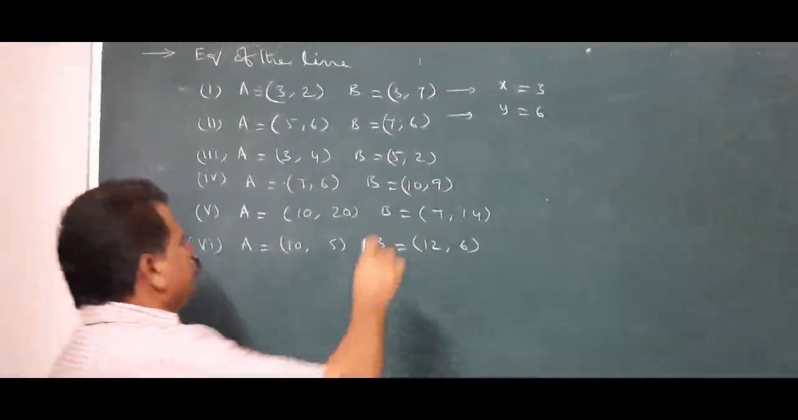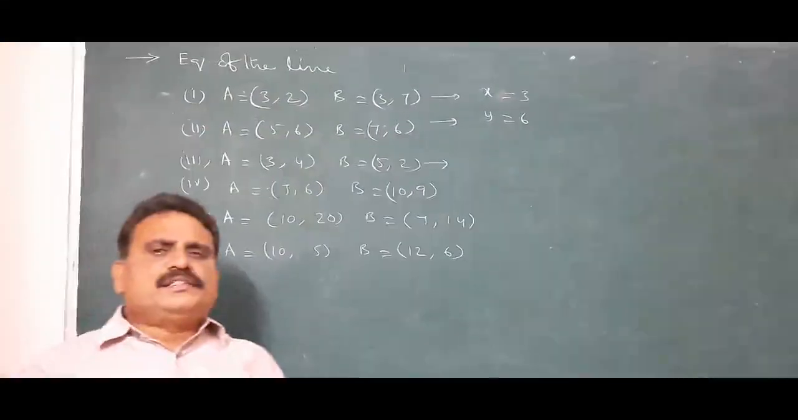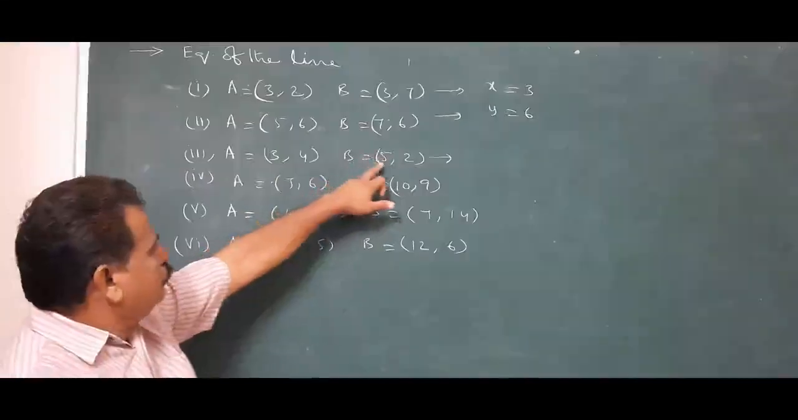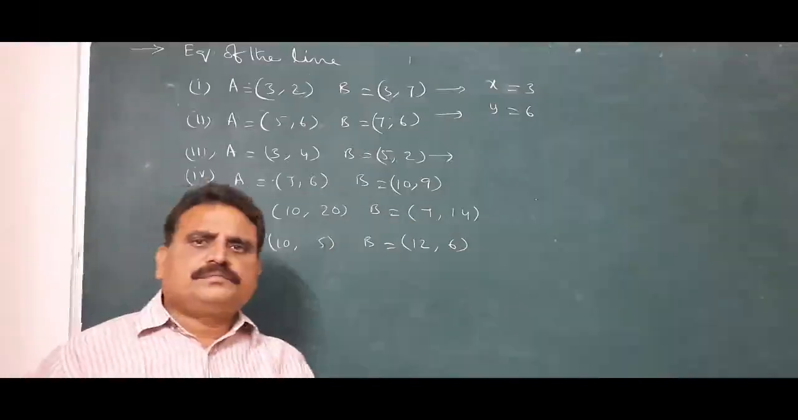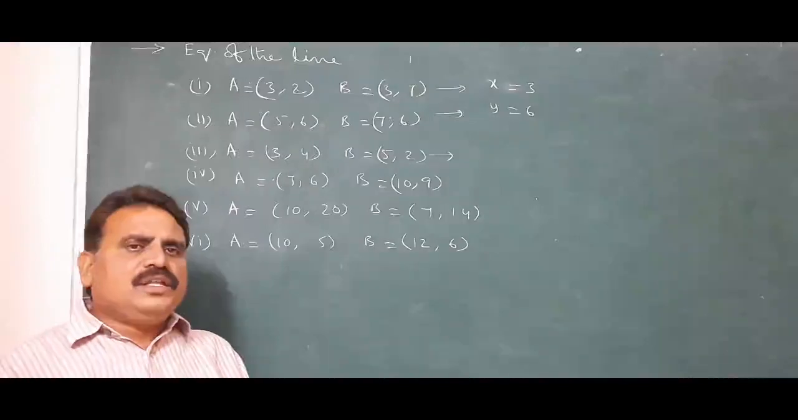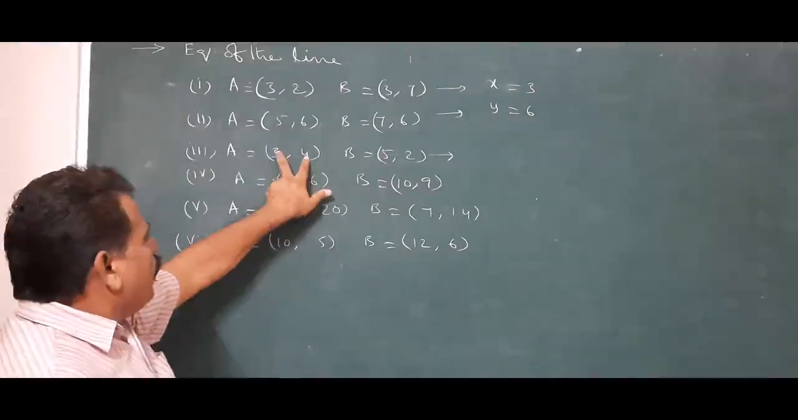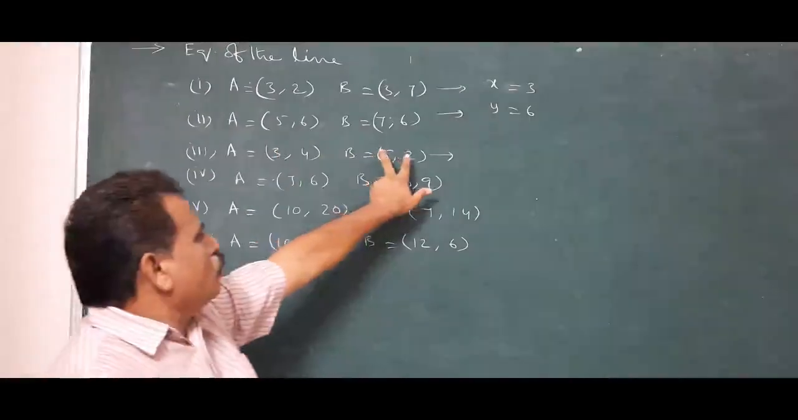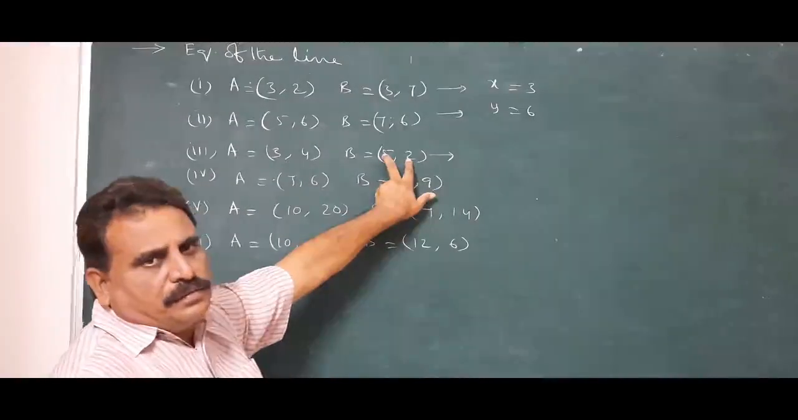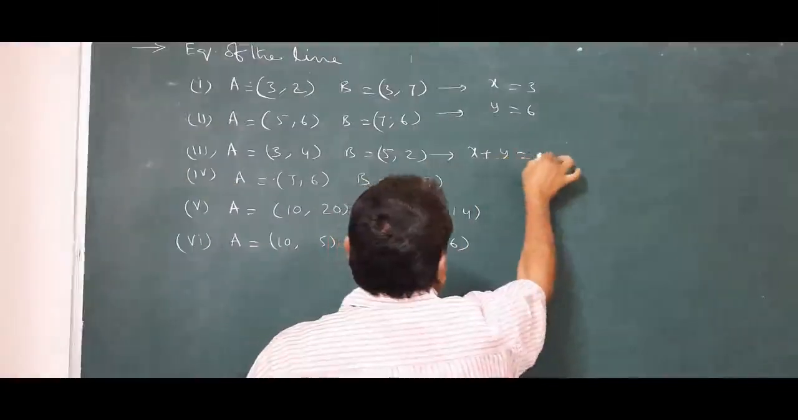Now here, in the third example, in these 2 points, x coordinates are different, y coordinates are different, but here the common property is there in these 2 points. That is, we have to observe that points. Sum of the coordinates is 7. Here also, sum of the coordinates is 7. So the equation of the line is x plus y equal to 7.